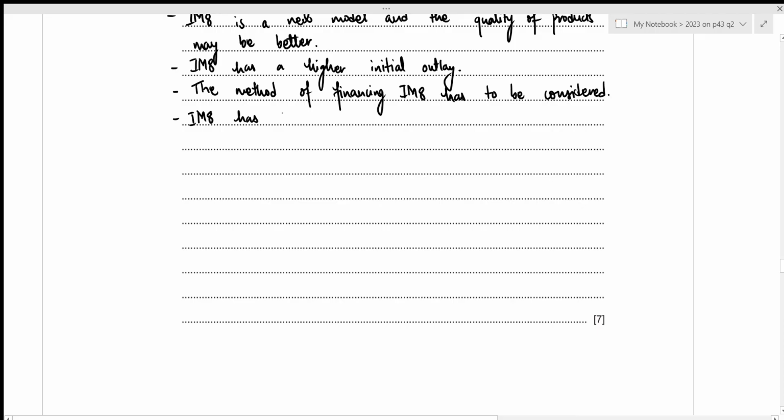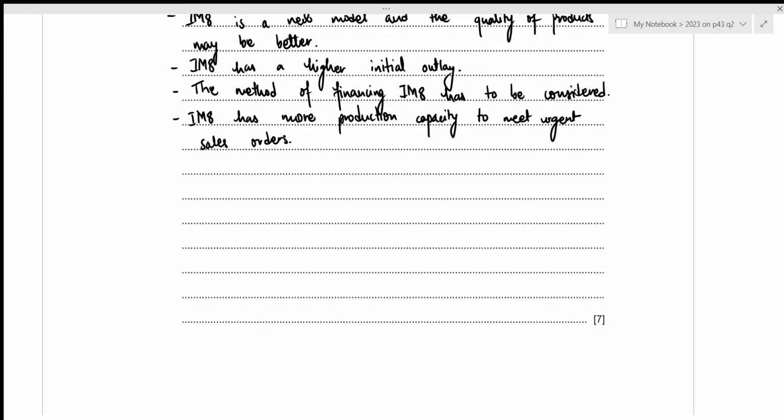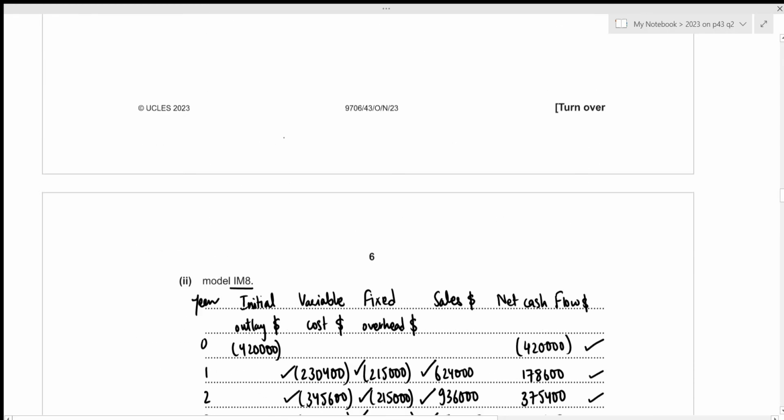IM8 has more production capacity to meet urgent sales orders. Okay.